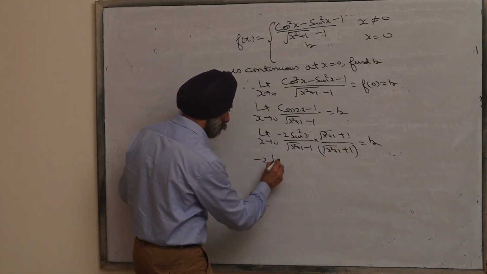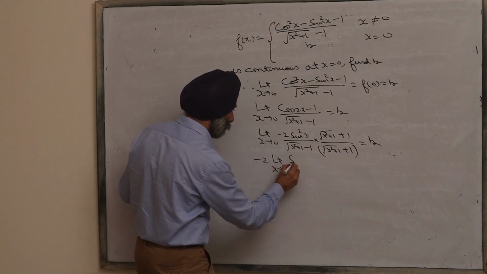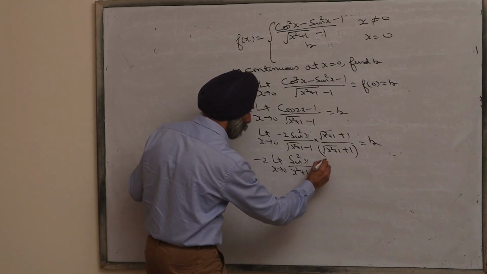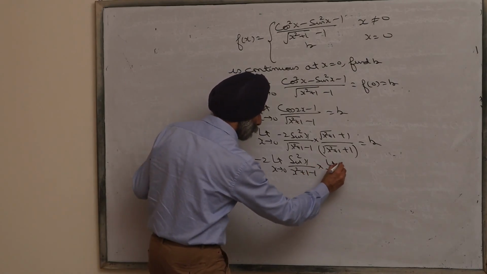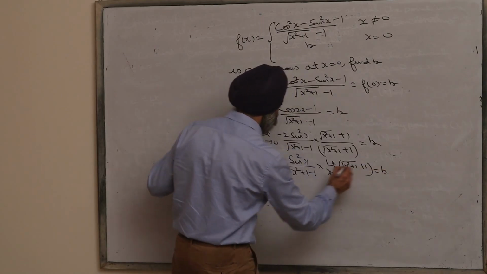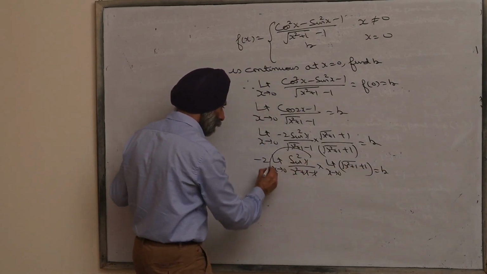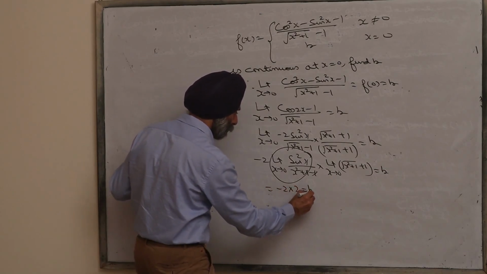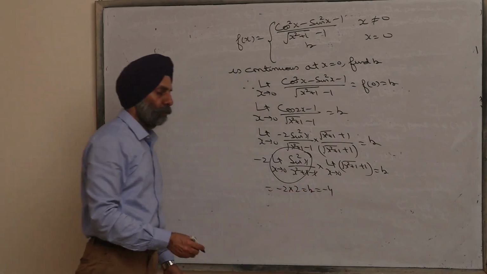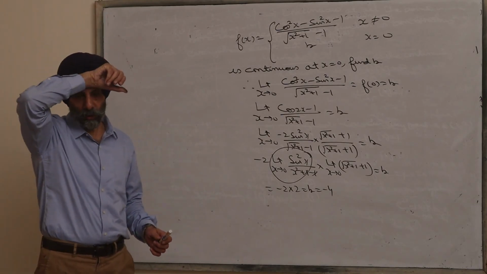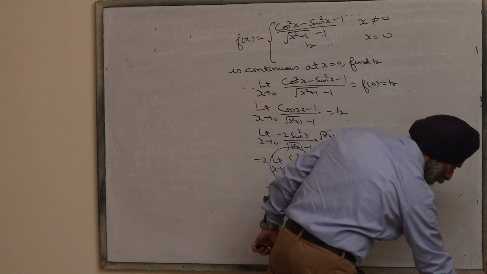So minus 2 times limit x approaches to 0 of sin square x upon (x square plus 1 minus 1) into limit x approaches to 0 of under root of x square plus 1 plus 1. This must be equal to k. Now this limit is equal to 1. This is minus 2 into 2 is equal to 4, so which is equal to minus 4 here. This way we have been able to solve the questions relating to continuity.